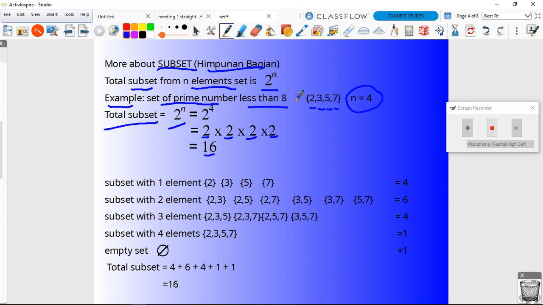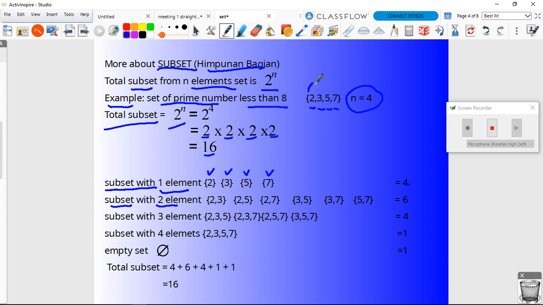So this is how to count how many subsets. And then if I'm asking how to mention all of them, we can mention the subsets with one element first. So 2, 3, 5, 7 only. So the total is 4. And then we can mention the subsets with two elements.